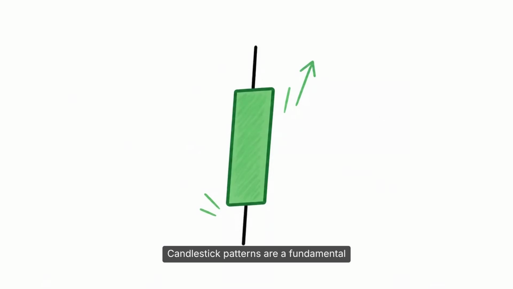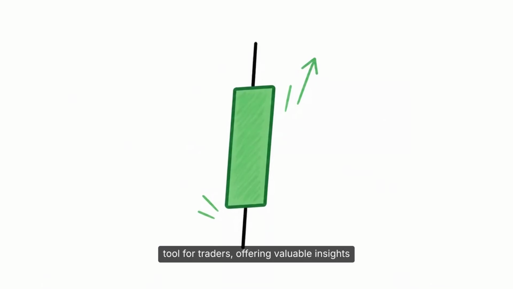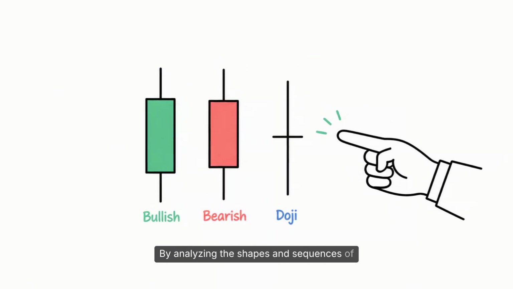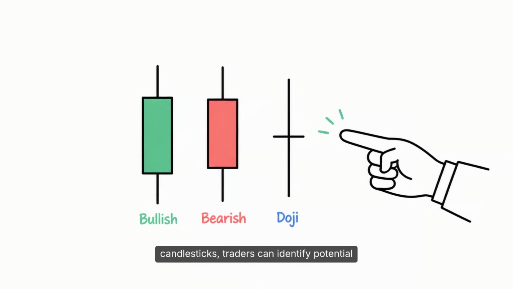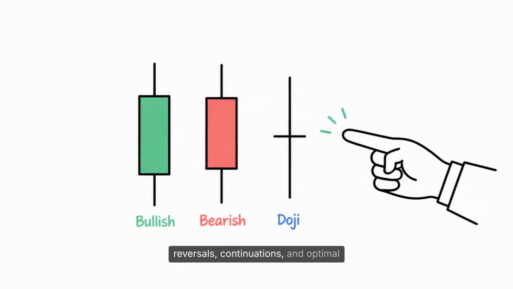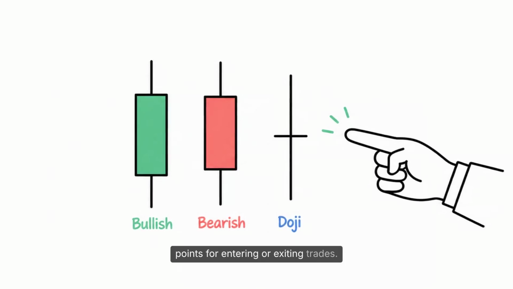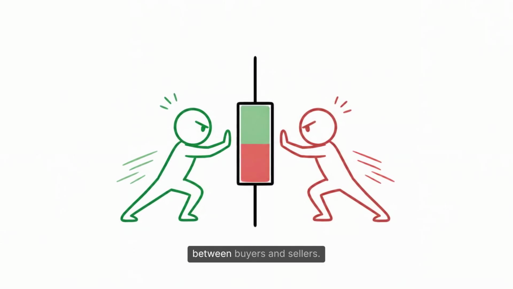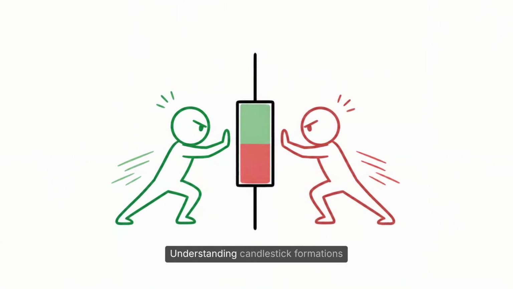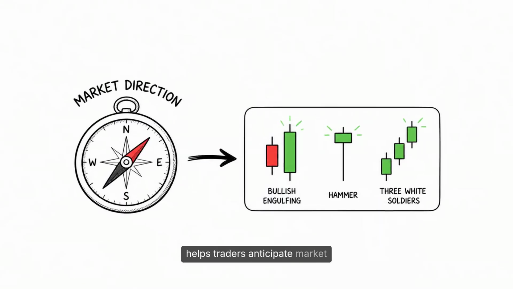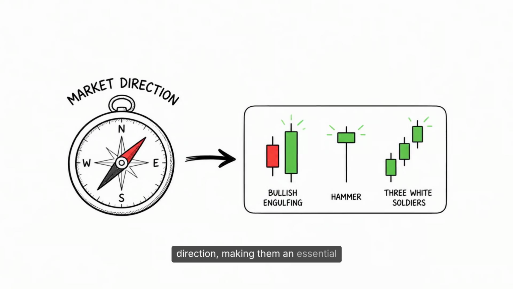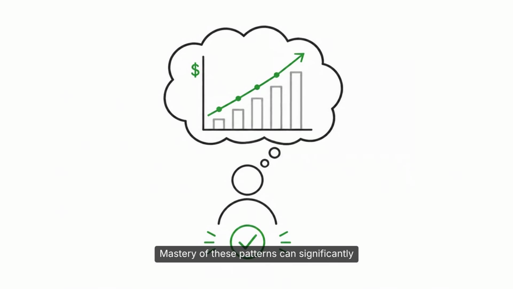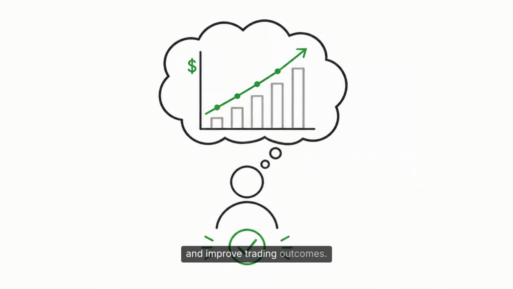Candlestick patterns are a fundamental tool for traders, offering valuable insights into market sentiment and price movements. By analyzing the shapes and sequences of candlesticks, traders can identify potential reversals, continuations, and optimal points for entering or exiting trades. These patterns serve as visual cues that reflect the ongoing battle between buyers and sellers. Understanding candlestick formations helps traders anticipate market direction, making them an essential component of technical analysis. Mastery of these patterns can significantly enhance decision-making and improve trading outcomes.